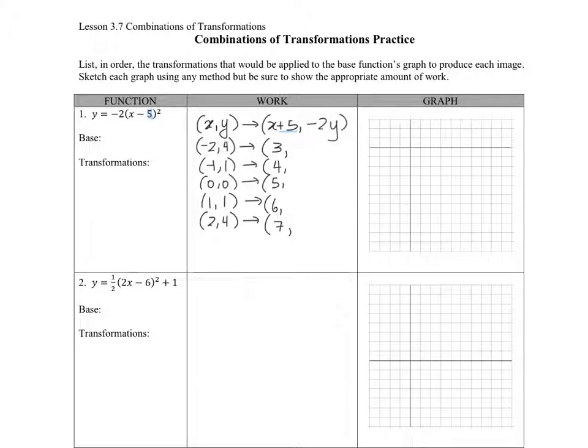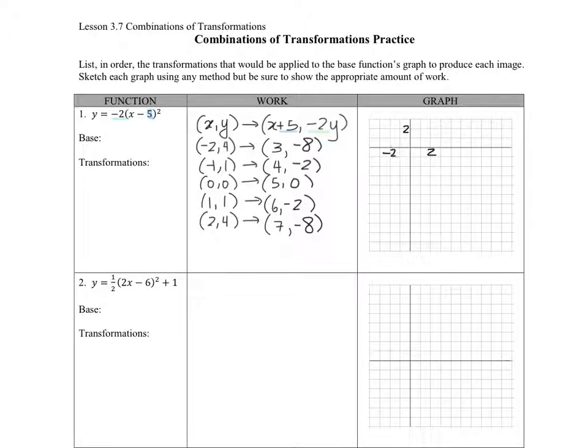And then this negative 2 in front, that's our a value. So that causes our graph to be vertically stretched by a factor of 2, as well as reflected on the x-axis. So we multiply all of our y coordinates by negative 2. Negative 8, negative 2, 0, negative 2, negative 8.